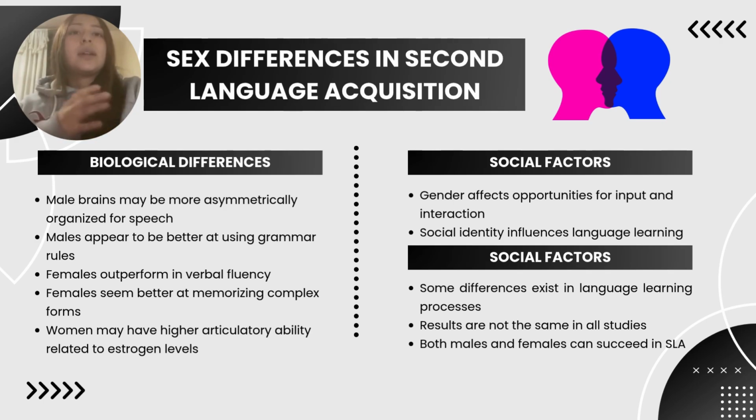However, language learning is not only about biology. Social factors can also influence how they learn. Fairley says that gender is related to opportunities for interaction and social identity. For example, some girls have more chances to practice the language in daily life, and this helps their learning process.